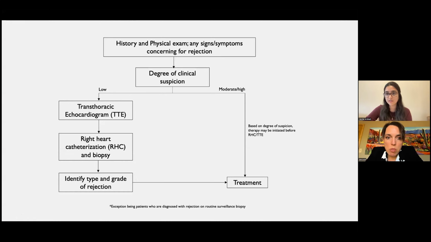So if the degree of clinical suspicion is low, they'll undergo an echo. And if there's any degree of dysfunction on that, they will undergo a right heart cath with biopsy. And then depending on the grade and type of rejection, they will then undergo treatment.